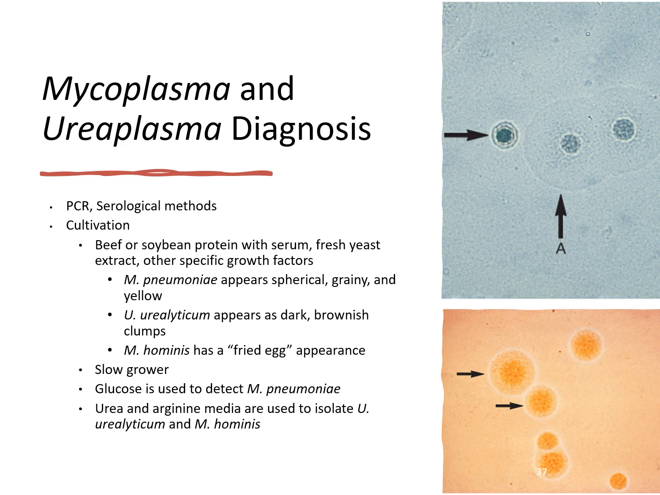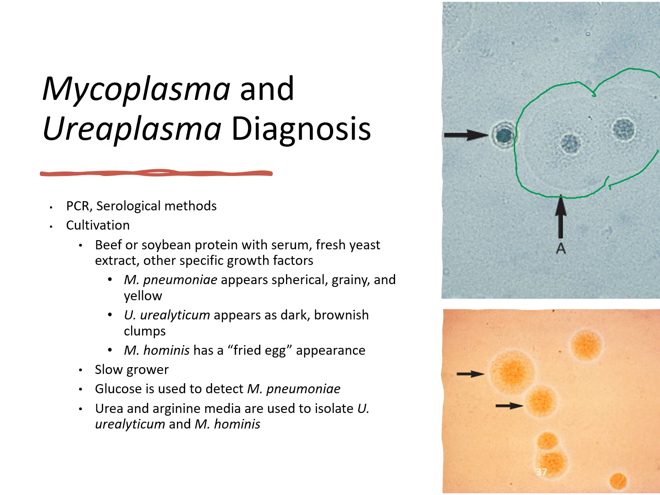And so when you do that, you're looking at these two images here to the right. For Mycoplasma pneumoniae, it would be a spherical shape that's kind of grainy. With Ureaplasma, it can be a darker brownish color, so you can see that there at the bottom. And Mycoplasma hominis would have a fried egg type appearance. You can see that up top where the arrow is pointing to A, where you have those large culture cells that have that fried egg appearance.